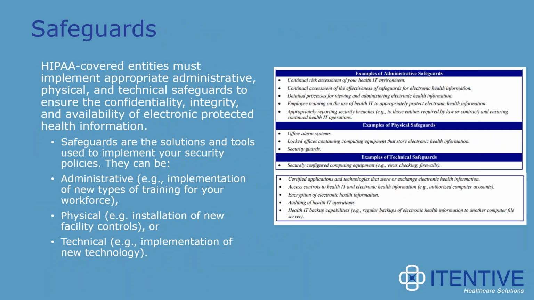So what's required at a very basic level, aside from the security risk analysis, are what we call safeguards. Safeguards are the solutions and tools used to implement your security policies. There are 3 types. They can be administrative, which include things like new types of training for your workforce. Physical, so we think of new facility controls, new locks on your doors and windows. Or technical, and that we think of implementation of new technology, encryption, things like that. Examples of which are also going to be shown in that table on your screen to the right.